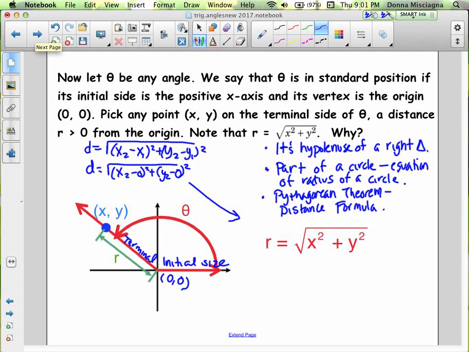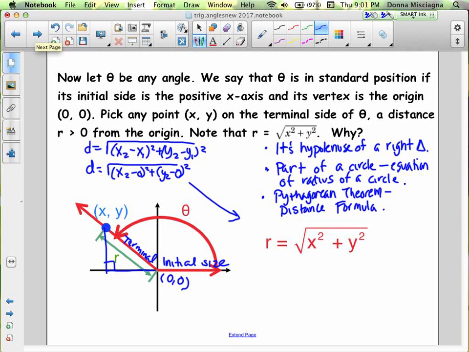We could pick any point x, y on the terminal side of theta, a distance r greater than 0 from the origin. Notice that r is the square root of x squared plus y squared. Why is it x squared plus y squared? That's the distance formula, or it's the Pythagorean theorem, because we would have a horizontal distance and a vertical distance, and look, there we have a right triangle. So the distance formula is just based on the Pythagorean theorem.